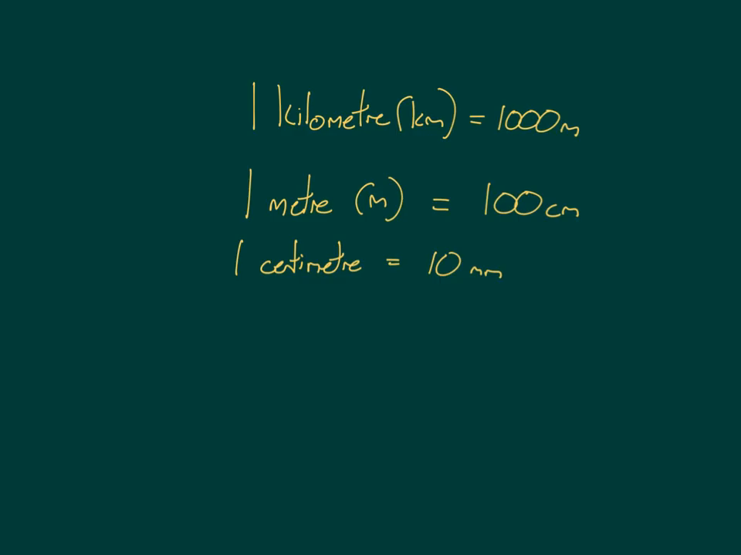If we want to use something that's slightly smaller than a metre, we can use centimetres. 1 metre is equal to 100 centimetres. And if we're, again, even smaller, we can use millimetres. And every 1 centimetre is equal to 10 millimetres.